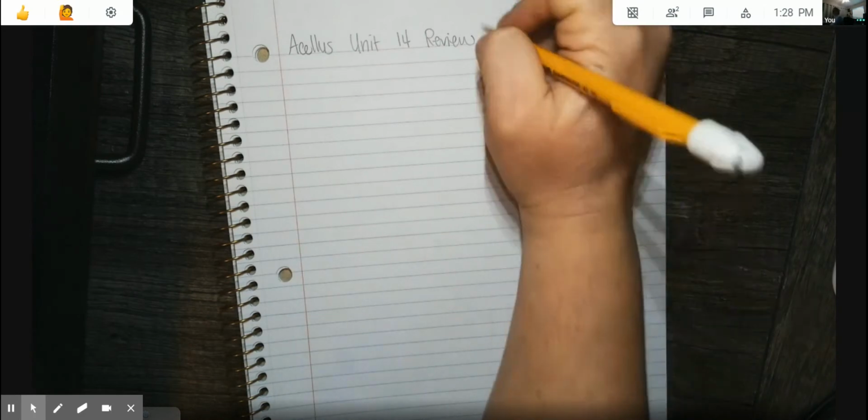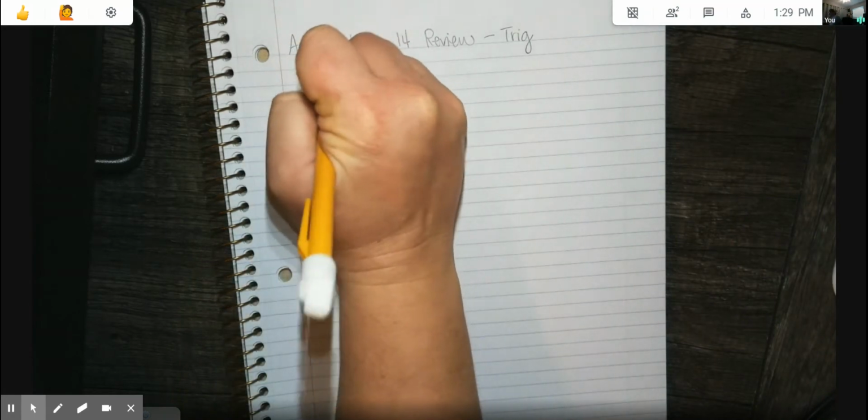As promised, I'm going to walk through portions of the Unit 14 review on Acellus. This is our trig section, and I'm specifically going to cover looking at the Pythagorean identity in more depth, and then also looking at how to determine which of the 6 trigonometric functions to use when solving a problem.